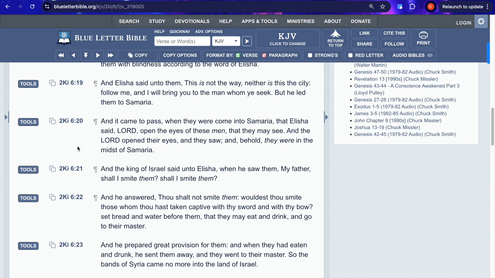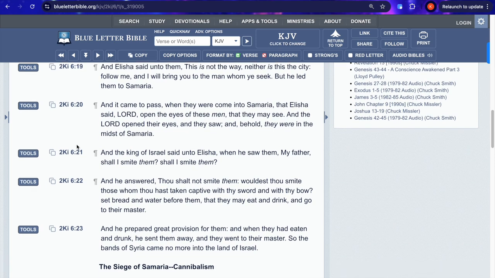So they were blind, they couldn't see. But he basically tricked them into following him, thinking that he would lead them to Elisha, even though he was Elisha. So he ends up taking them to Samaria.